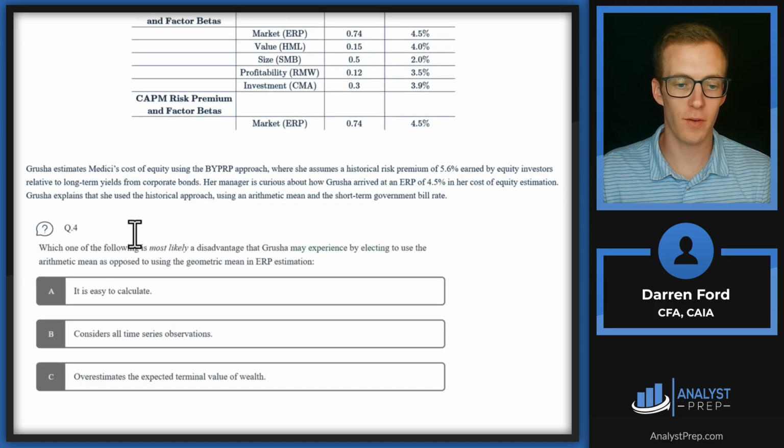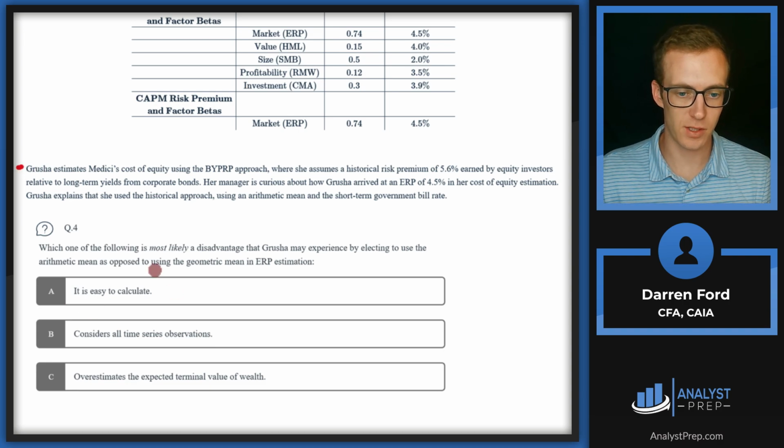Question 4, which one of the following is most likely a disadvantage that Grusha may experience by electing to use arithmetic mean as opposed to using geometric mean in equity risk premium estimation? So let's read this last paragraph. I don't know if we need any information to answer this, but let's still read it.